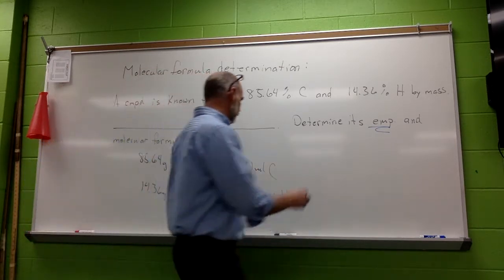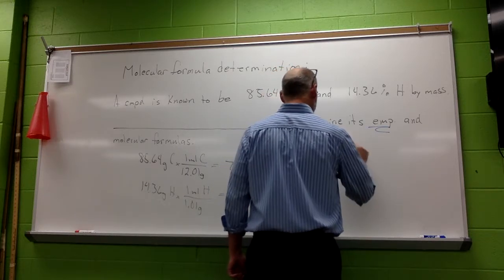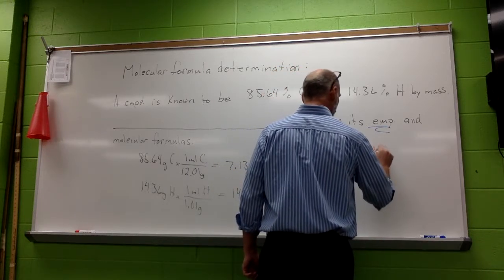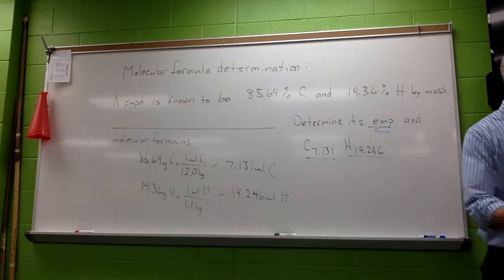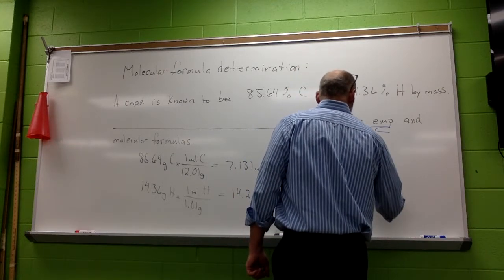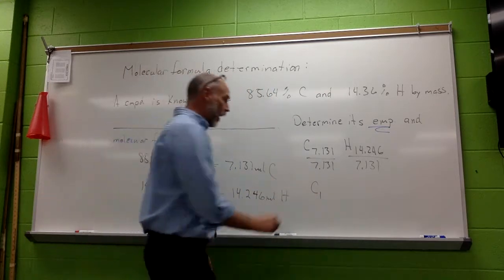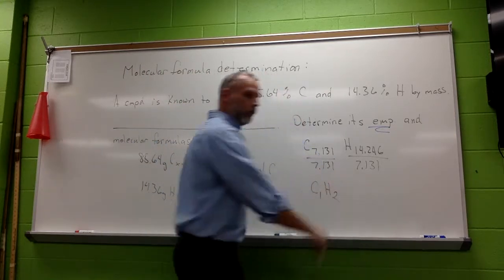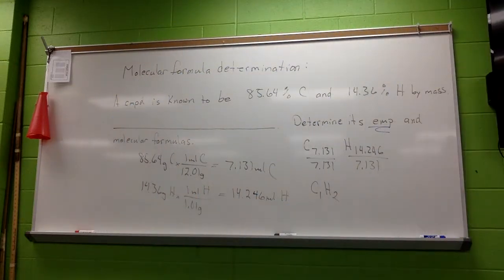Okay, so now we have carbon 7.131, we have hydrogen 14.246. We divide each of those by the smallest, which automatically converts the carbon to 1 and the hydrogen to 2. There you go. There's the empirical formula. Yes.